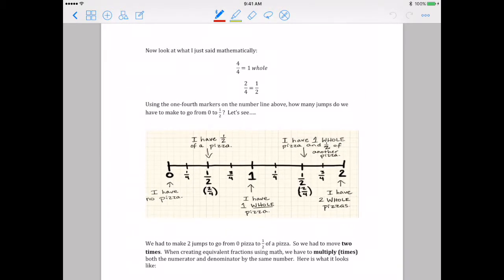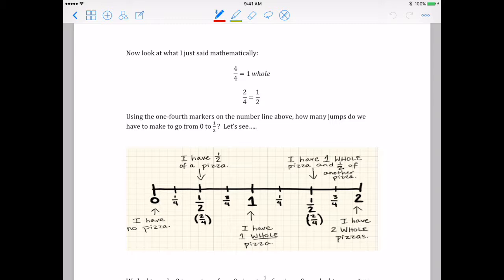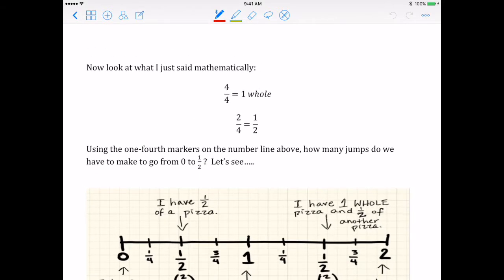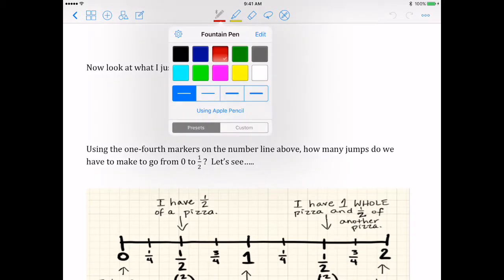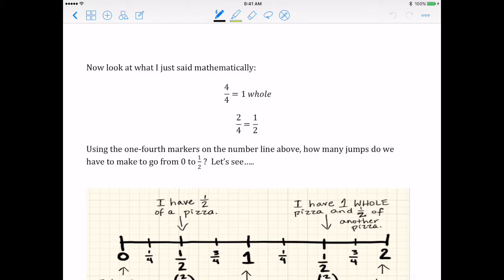Now let's look at what I just said, but in a mathematical way. So, we see that 4/4 is equal to 1 whole, just as I showed you on the number line, and 2/4 is equivalent to 1/2. We also just saw that on the number line.